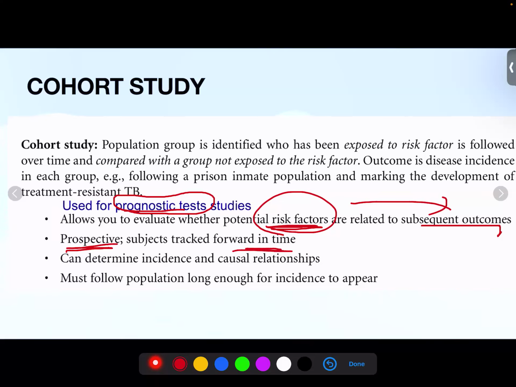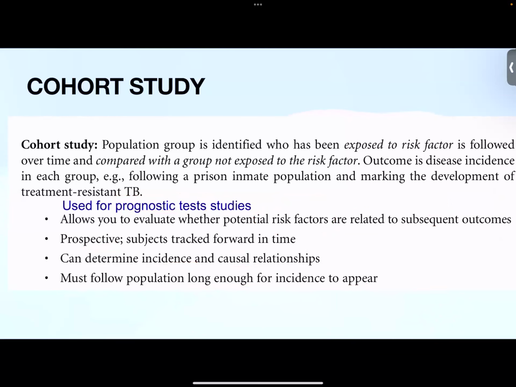So forward in time you go, you can determine incidence and causal relationship, but you must follow the population long enough for incidence to appear. So you have to go very long, maybe 20 years, to follow these individuals. Okay, so this is how we divide these two groups.